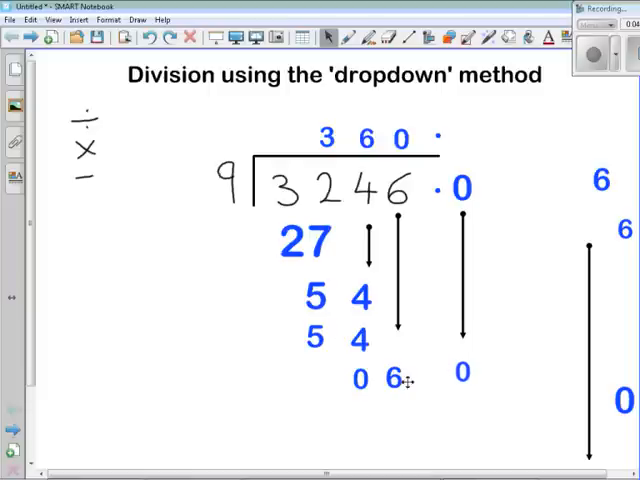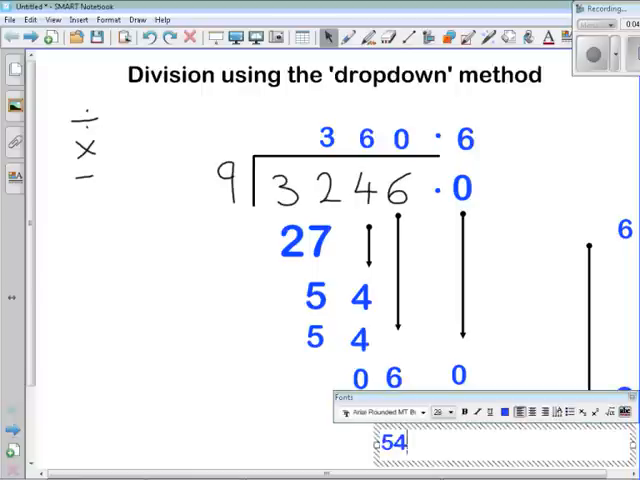Now, 9s into 60. Well, 6 9s are 54, aren't they? So 60 divided by 9, well, it's going to be 6. We've done our division part again, same routine. Now on to the multiplication side of things. So we say 6 times 9 is 54. We'll write our 54 down here underneath.